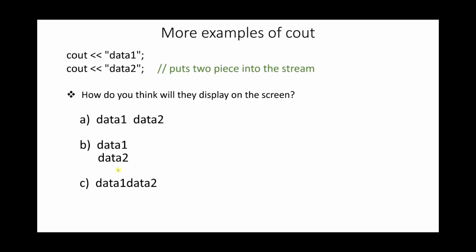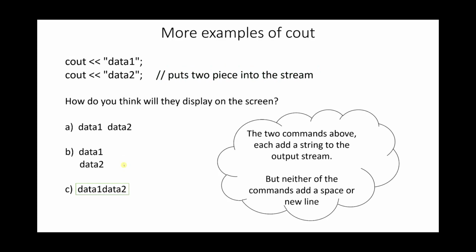Okay, here are some examples. We have cout data 1, cout data 2. What do you think will be displayed on this screen? Data 1 space data 2, because we sent them in separate statements, or data 1, data 2 separated by a new line, or are they going to be attached to each other? I'll give you 3 seconds to think. Okay, the answer is data 1, data 2 attached to each other.